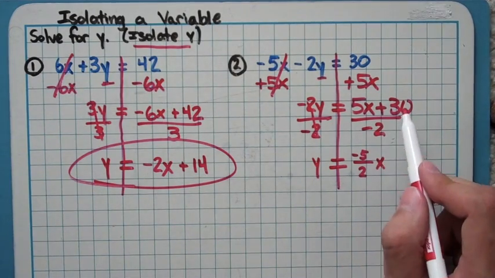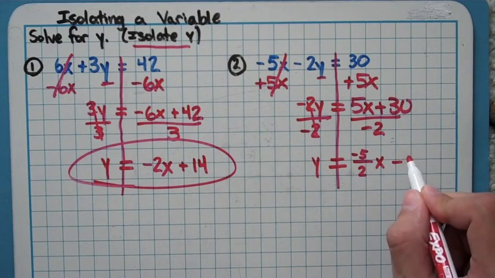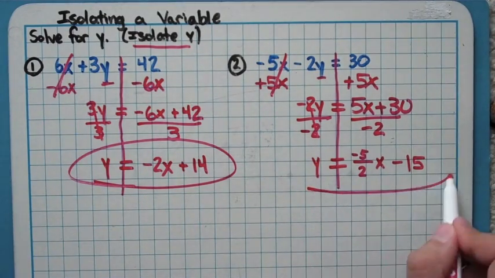So I divided those two. And positive 30 divided by negative 2 is a negative 15. So I'm going to put minus 15 here. And that is my answer.